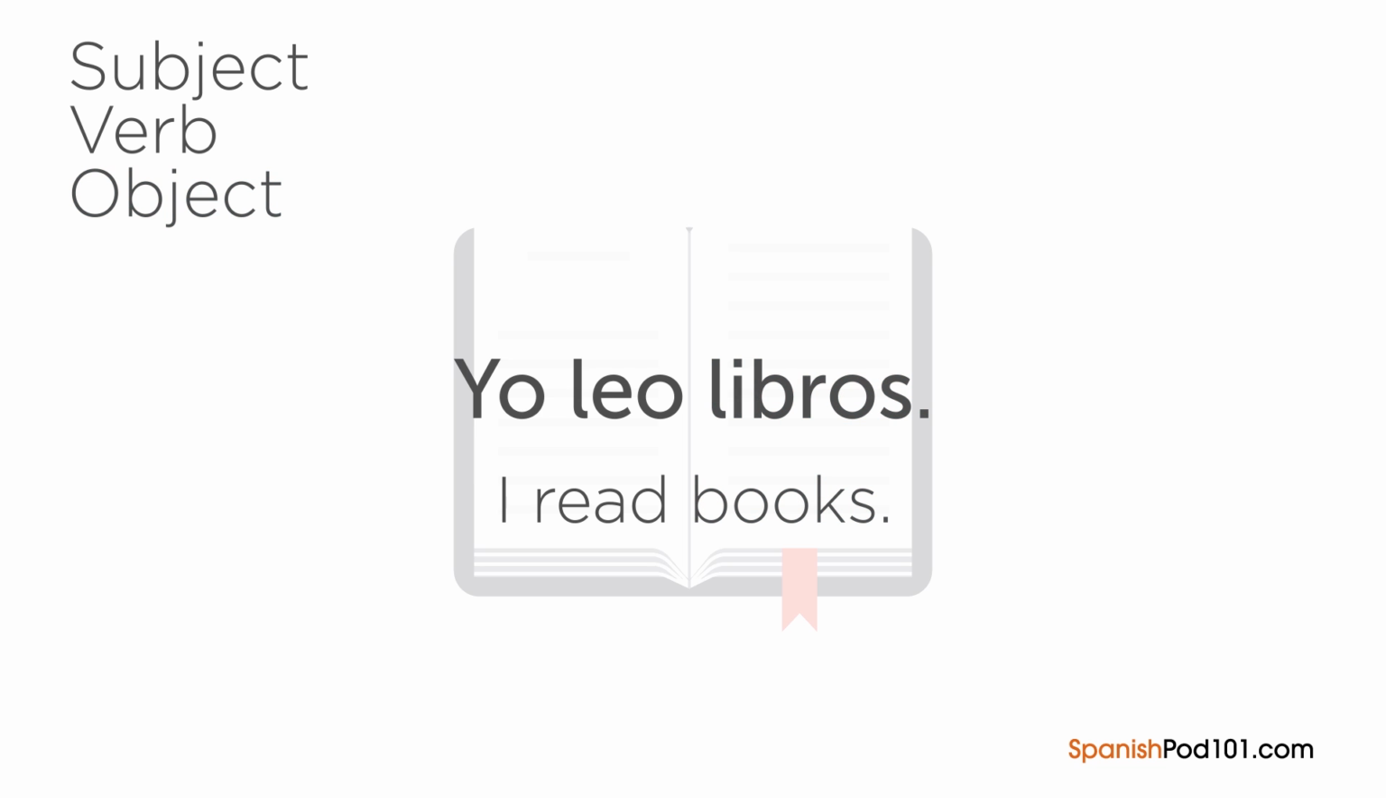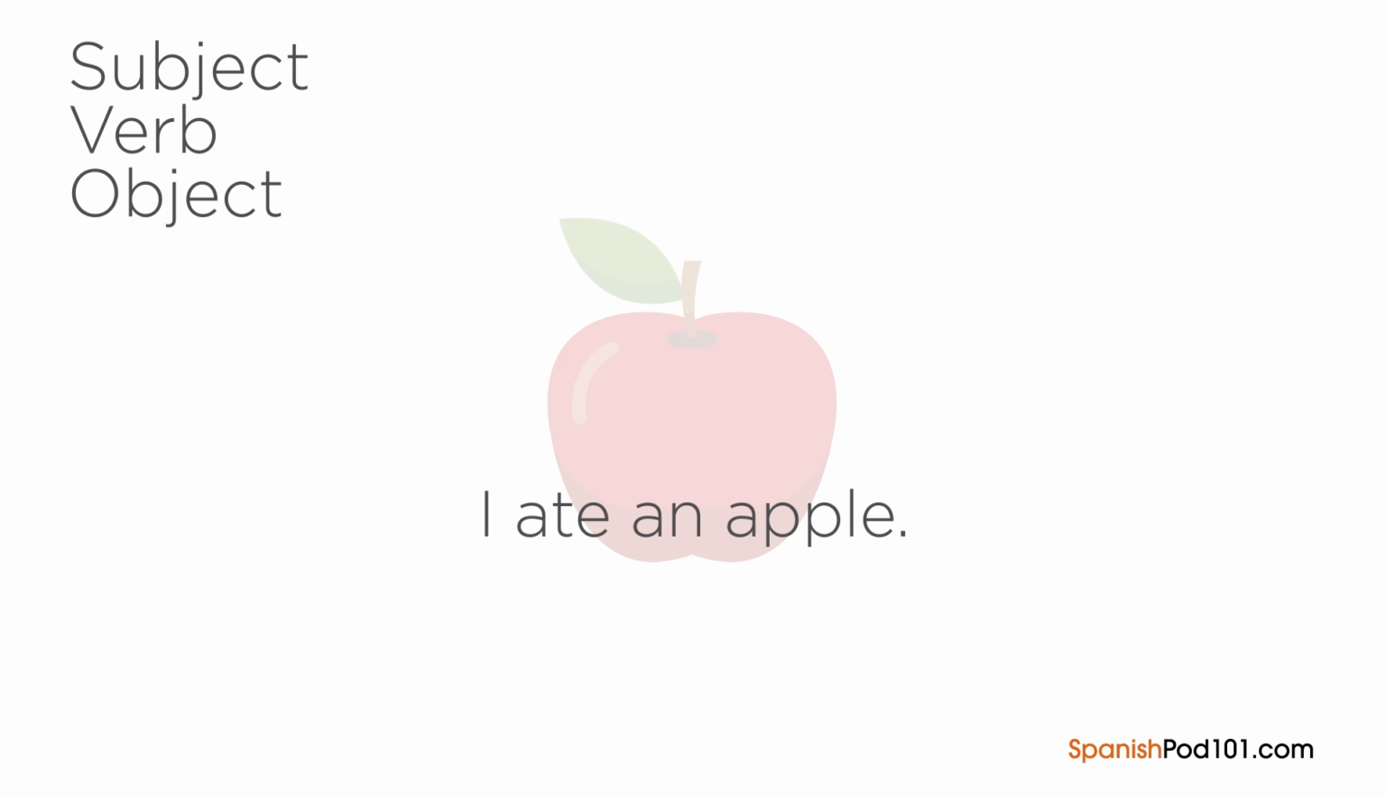The word order for basic Spanish, then, is subject, verb, object, or SVO for short. As you can see, the word order for sentences in Spanish is the same as that of English. This means that you can essentially swap out English words for Spanish words in an English sentence to convert it to Spanish. So imagine you wanted to say, I ate an apple, but in Spanish. Just swap out the words.